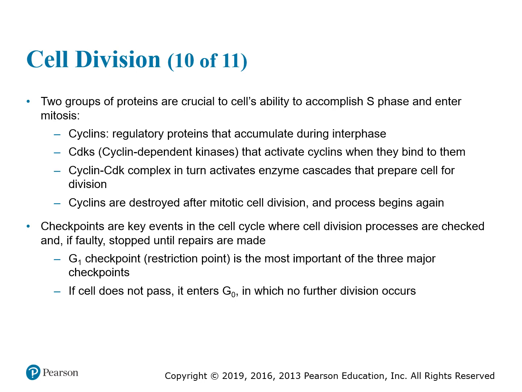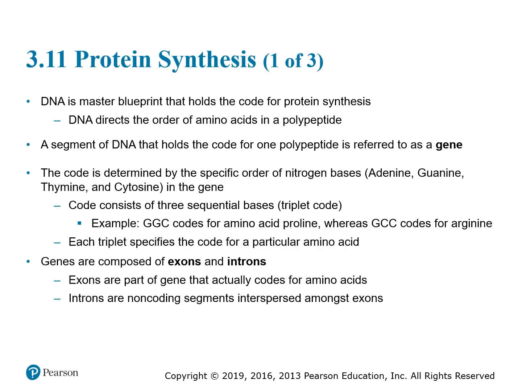So this is necessary for maintaining the checkpoints. These checkpoints basically check if the copied DNA is actually of the correct fidelity. The G1 checkpoint is the most important of the three. If it does not pass, it enters G0, where no further division will occur.